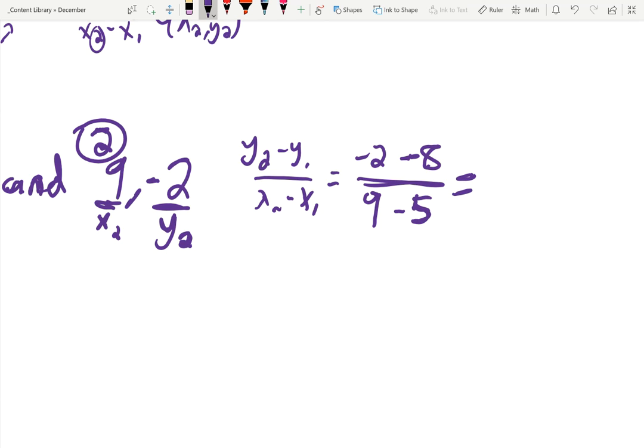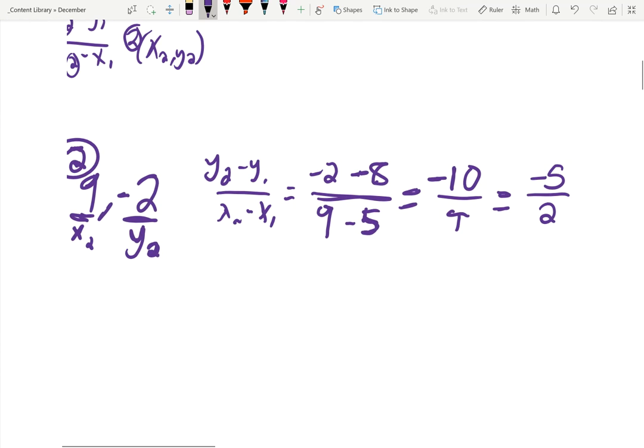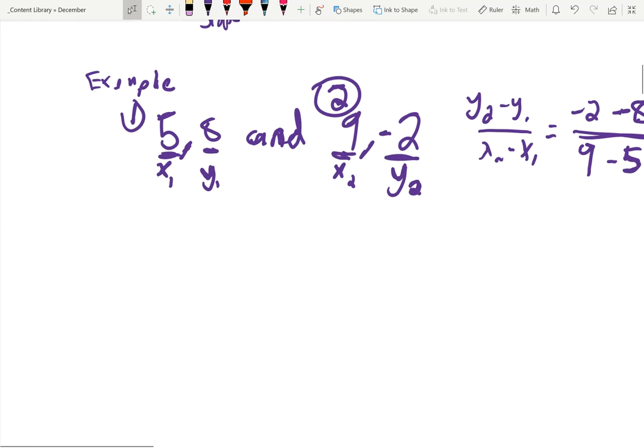Okay. So that gives us, if we simplify this, -10 over 4 as our slope, which simplifies to, if we can reduce that by 2, -5 over 2. So -5 over 2 is our slope.